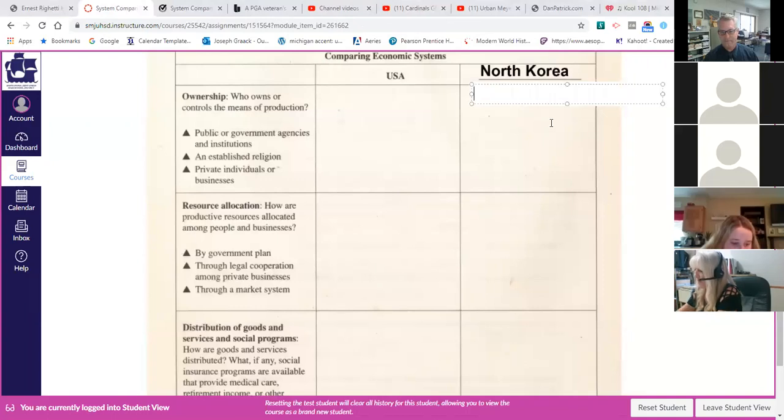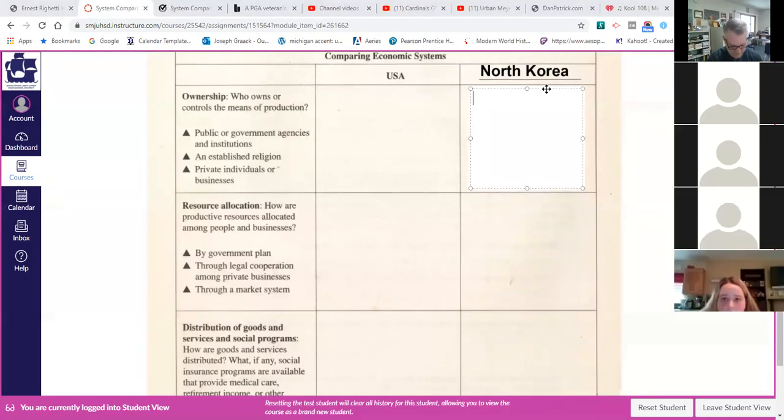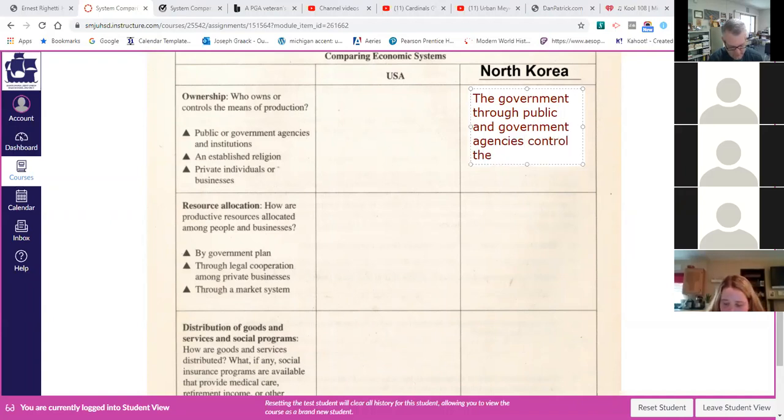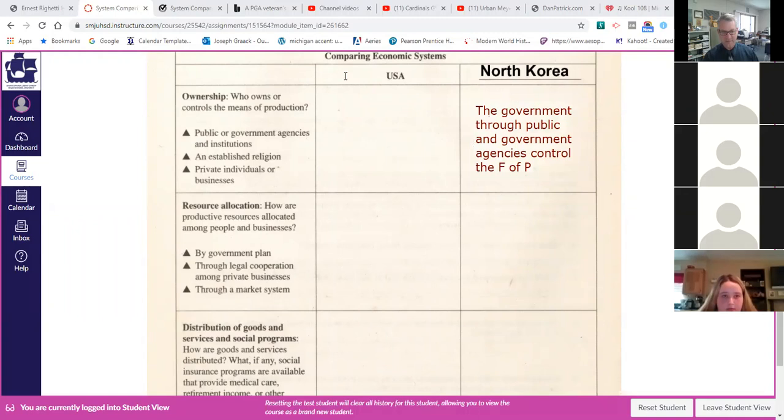All right, so group two, in North Korea, when we talk about ownership of the factors of production, who owns the factors of production? The government controls everything, so they're the one who owns it. The government through public and government agencies control the factors of production. We'll just abbreviate that F of P. All right, so that's perfect. So group 1, you should type that in to your formative question number 2. Group 2, you should have done that together.